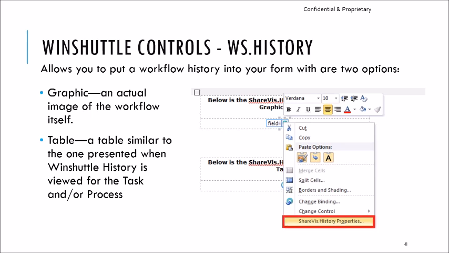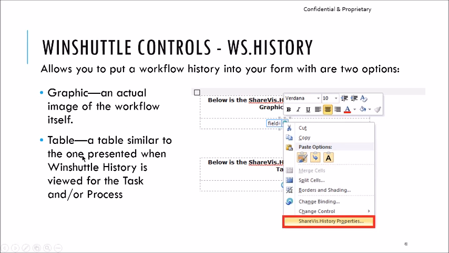All right. Our Winshuttle history control. This history control is used exclusively. It shows inline who's approved it and what time they approved it. You have two different options with the history control. I'll show when I create an approval later. We'll drop a history control on there so you can see what it looks like. There are two types. You can do a graphical one and show the workflow. I don't use this option at all. I just don't see any value in showing the graphic. You may have business requirements to show the graphic of the workflow.